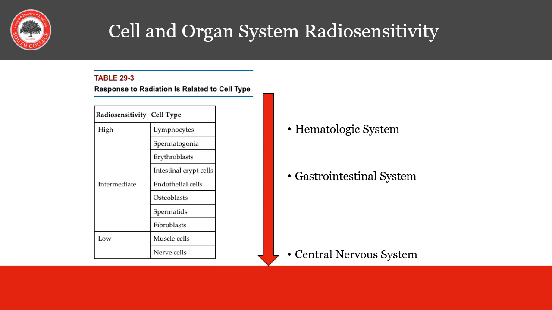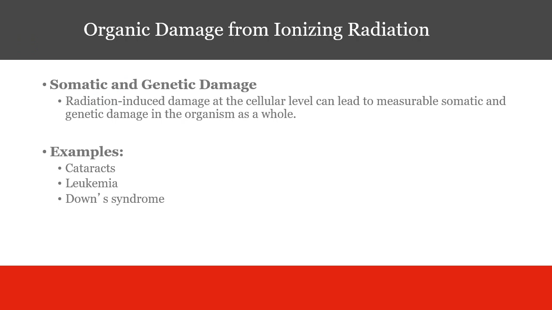And the least sensitive cell in the body is the nerve cell, and so therefore the least sensitive system in your body is also going to be the central nervous system. So that relationship is comparable between the cell and the organ system.